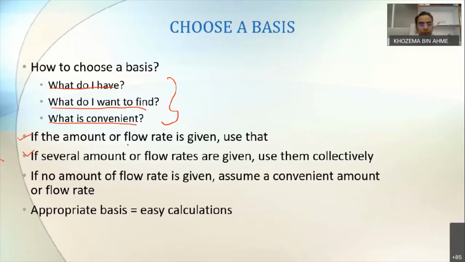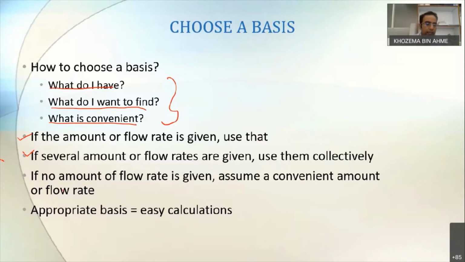If the amount of flow rate is given, use that as your basis. Don't use some other numbers. In an example, we'll look at what I mean by this. Second, if several amounts of flow rates are given, use them collectively, meaning you can have one value as your basis or more than one value as basis. If there are 2 values given to you, just use those 2 values as your basis. If you have 3 values, use all 3 as your basis.